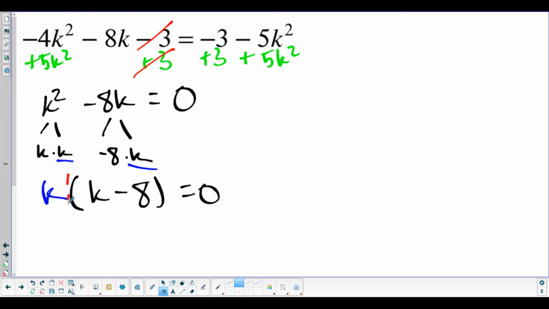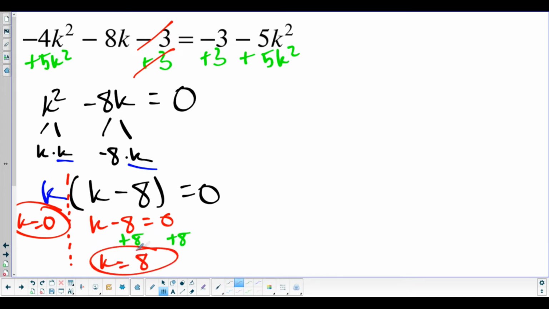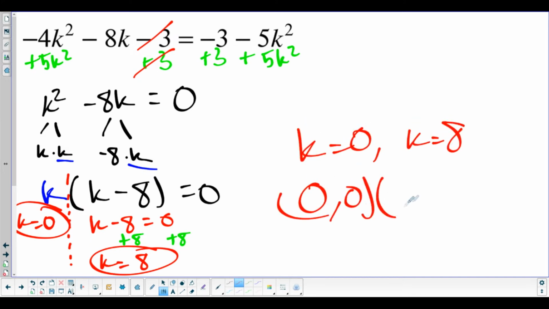And really what that means is, when can I turn either of these two things, either k equals 0 or k minus 8 equals 0? Well, k equals 0 is just one of my answers. And then if I add 8 to both sides, I get k equals 8, which means that k equals 0 and k equals 8, or (0, 0) and (8, 0) are my x-intercepts, or my solutions. Cool.